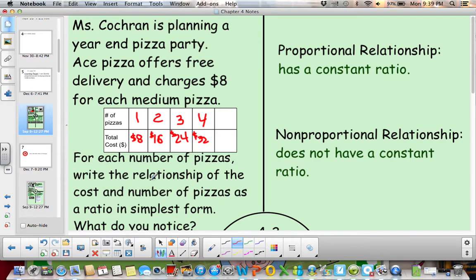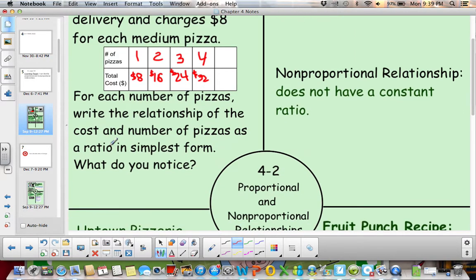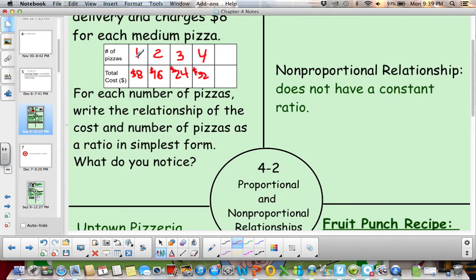So what we're going to do is write a ratio between the relationship of the number of pizzas and the total cost. So I'm going to write it as one pizza for $8. So actually I'm going to flip it around. So it's $8 for one pizza. And if you remember from lesson 4.1, this would be our unit rate because it's $8 per pizza.